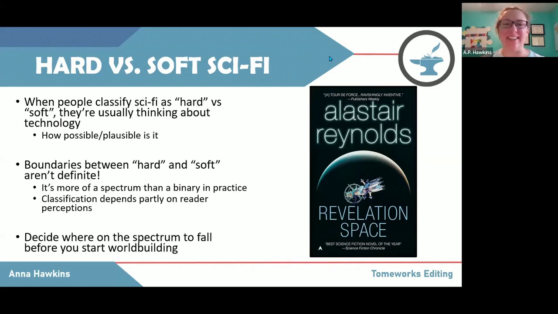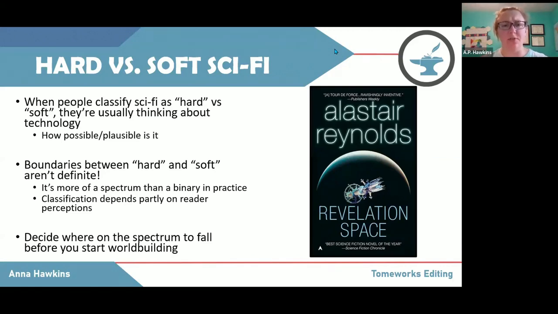But again, the boundaries between hard and soft science fiction are not definite. Like I said, it's more of a spectrum than a binary in practice. And so you could have some technologies that are like, yes, this is possible, we could do this right now with our understanding of science. Or, this is something where we need to develop our understanding a little bit more, but we could probably do it. Versus other pieces of technology that are like, no, this violates the laws of physics and we can never do it. Like if you have warp drives, FTL travel violates the laws of physics, can't be done. But then you might also have other technologies that could possibly be done.